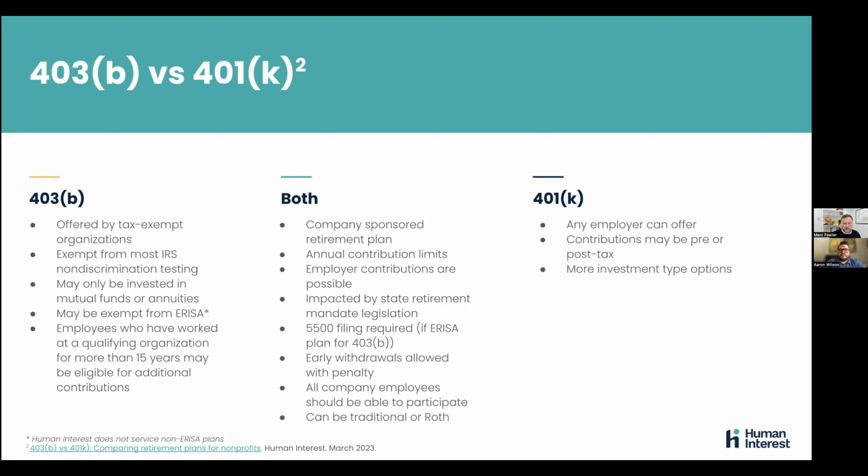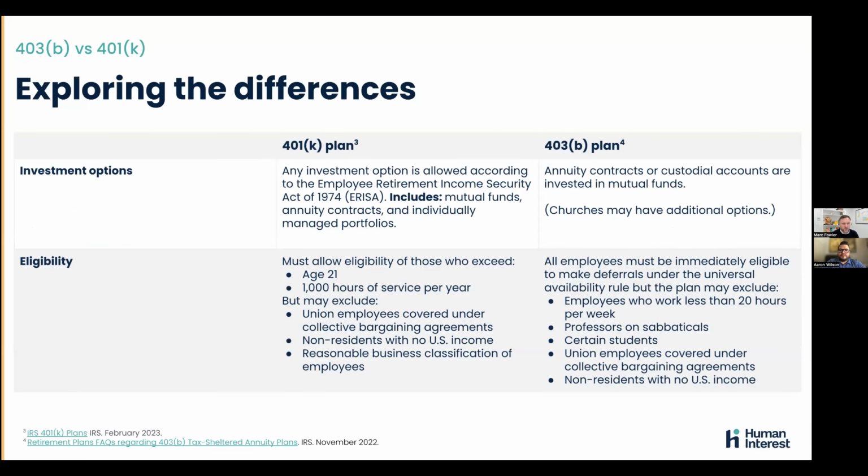Okay, so that said, if we zoom in and look at some of the key differences a little bit closer, what do we see? Well, first of all, the investment options, and we touched on this already. The 401k plan can include all kinds of mutual funds, annuities, portfolios, etc. The 403b plans are limited to custodial accounts and annuity contracts. Right, as it says there, churches can have a little bit more flexibility in this.